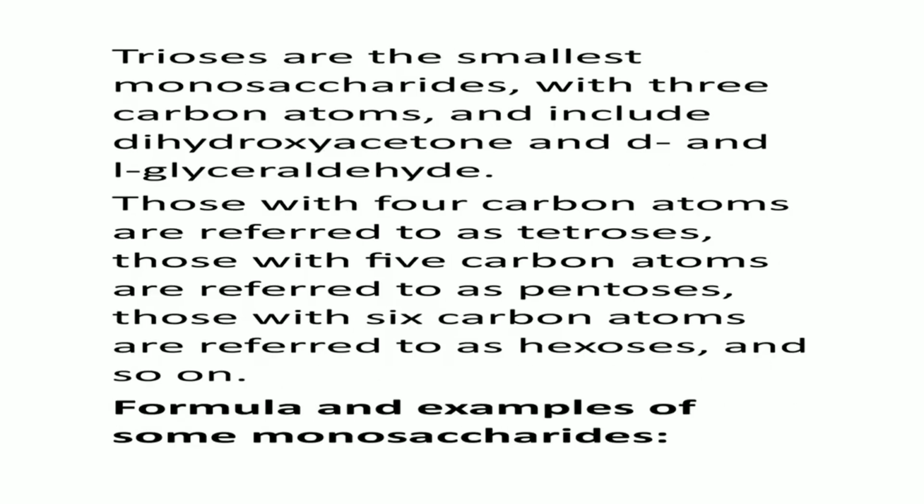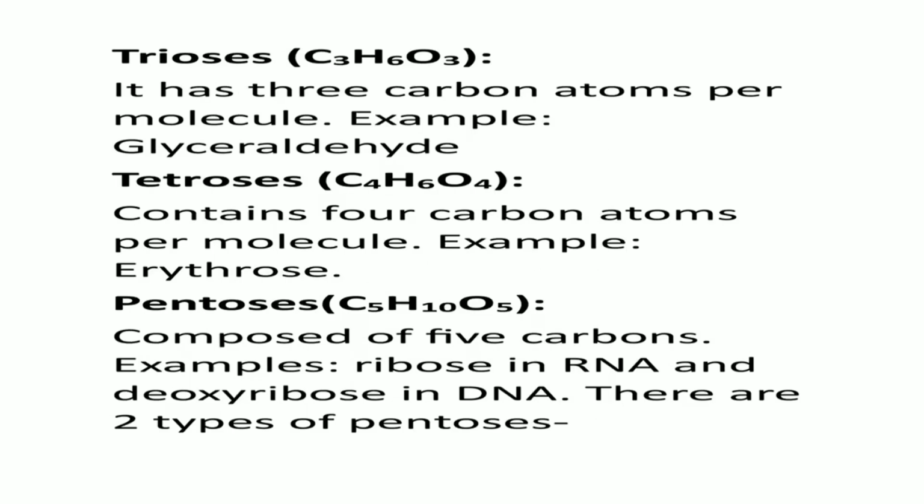The monosaccharide is made up of a single unit with a 3 to 6 carbon chain. Trioses are the smallest monosaccharides, with 3 carbon atoms, and include dihydroxyacetone and D and L-glyceraldehyde. Those with 4 carbon atoms are referred to as tetroses, those with 5 carbon atoms are referred to as pentoses, those with 6 carbon atoms are referred to as hexoses, and so on.